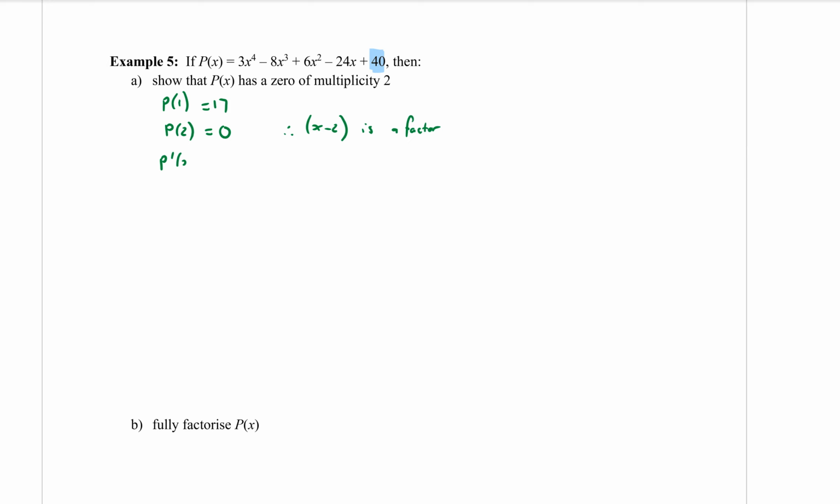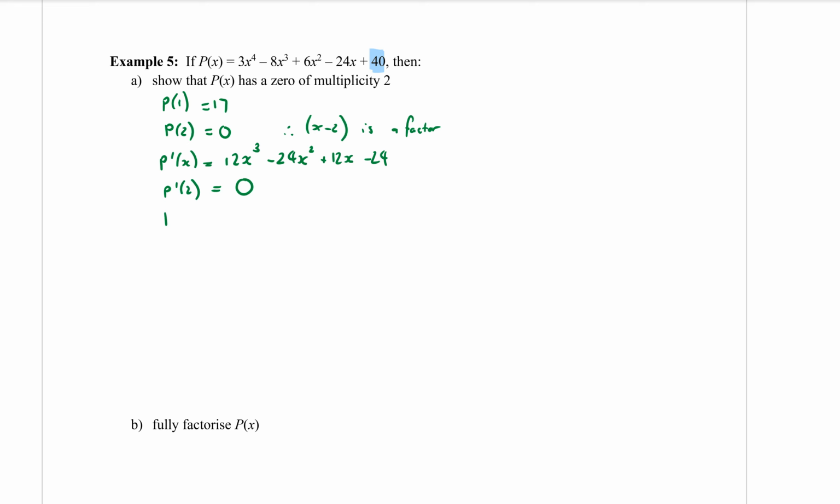P dash x equals, differentiating 4 times 3 is 12x cubed. 3 times minus 8 is minus 24x, subtract 1 from the power. 2 times 6 is 12x and minus 24. So then I want to sub into that derivative 2. And when you sub in 2 into that derivative, you do get 0.